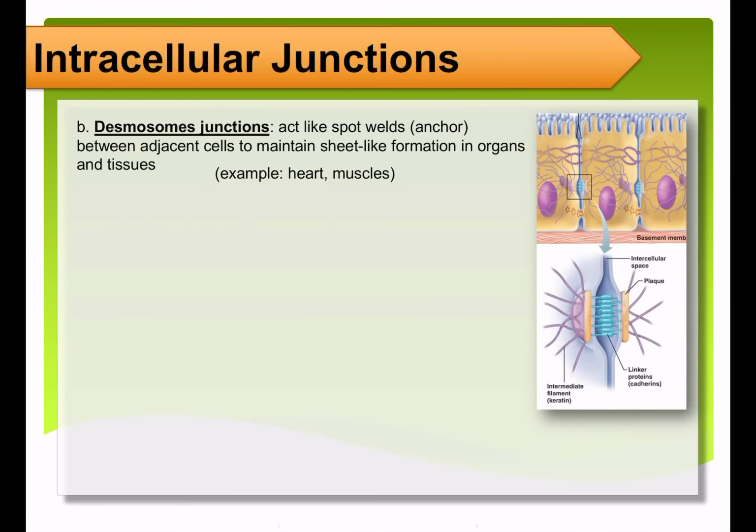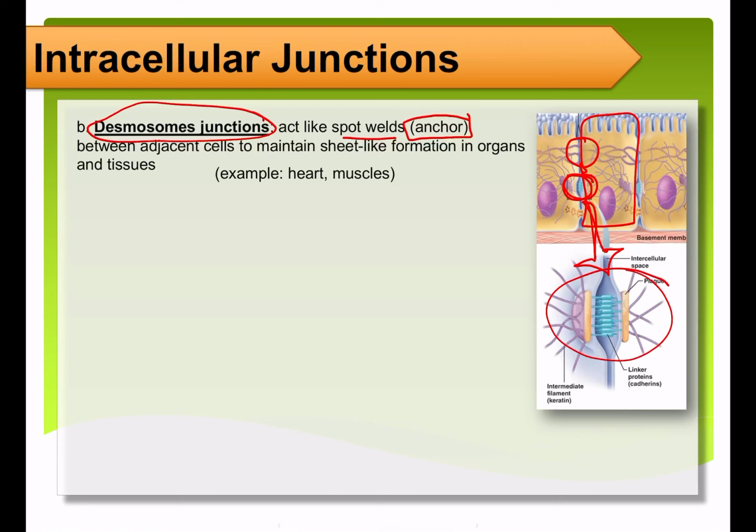The second type of intercellular junction is called desmosome junctions, which are kind of like spot welds, or what you would call anchors. We go back to that cellular structure we talked about earlier. These were the tight junctions, and in this area right here are the desmosome junctions. If we magnify that, this is how it looks.